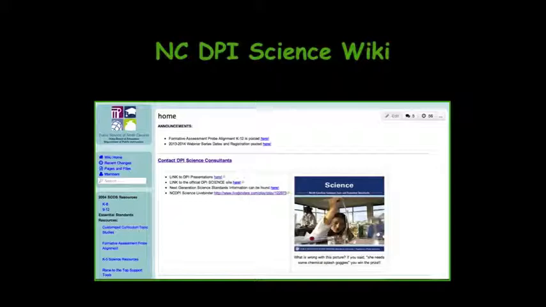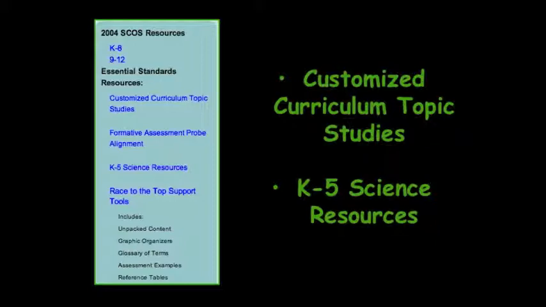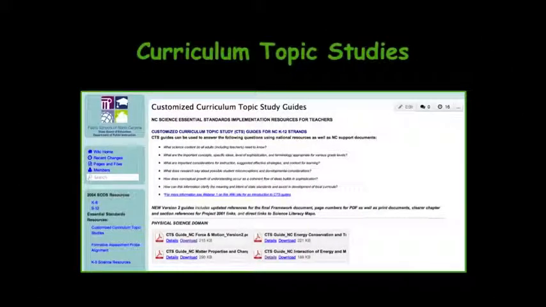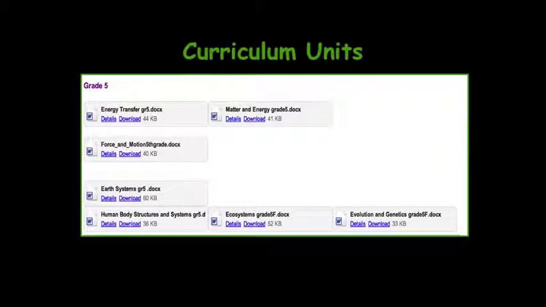Teachers can find several valuable resources on the North Carolina Department of Public Instruction Science Wiki. Two helpful resources teachers may want to explore are the Curriculum Topic Studies and the K-5 Science Resources. The Curriculum Topic Studies provide teachers with the background information and knowledge needed to teach the 5th grade science essential standards. The curriculum units are ready-made units including lesson plans and activities teachers may wish to use during their classroom instruction.